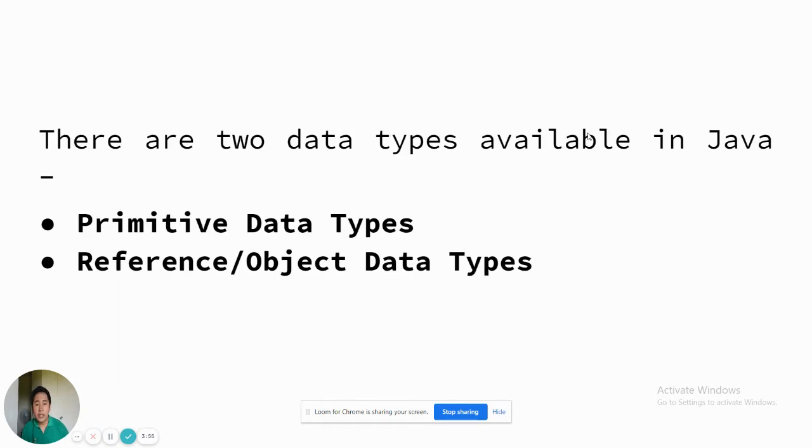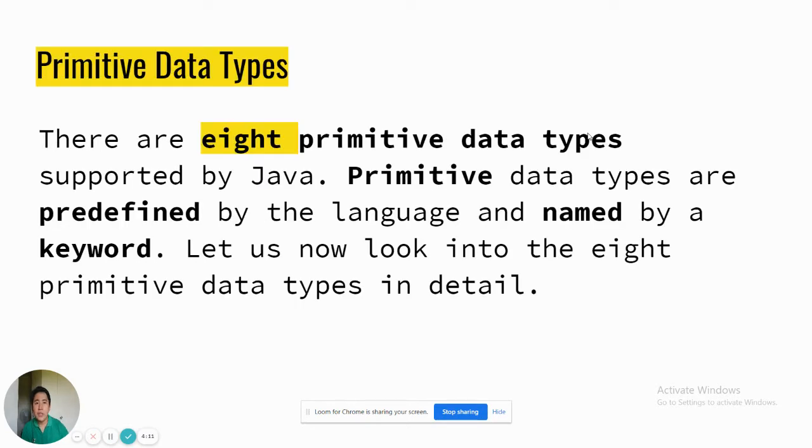There are two data types available in Java. The first one is the primitive data types, and the second one is the object data types or the reference data type. I will discuss these two data types. First, let me talk about the primitive data types. There are 8 primitive data types supported by Java.